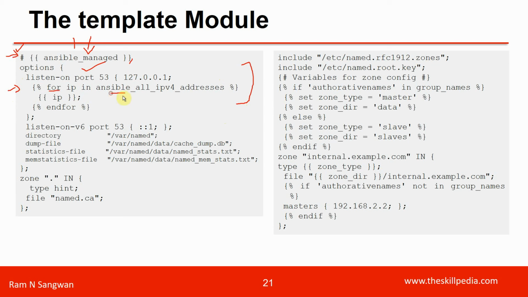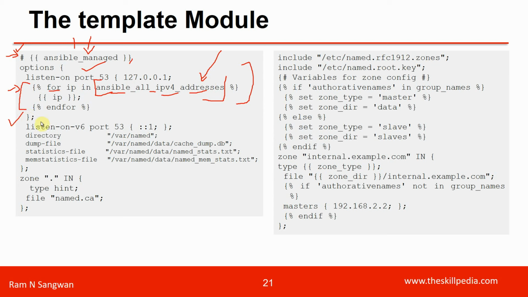For IP in Ansible all IPv4 addresses. You know that this is an Ansible variable. This is an Ansible fact which is gathered, which you can check with the setup module also. Ansible setup, we discussed that in the previous lecture. So if there are four IPv4 addresses, it will use all of them here. So we specify all these IPs, and this is a loop. So using the loop, we are specifying all the IP addresses.